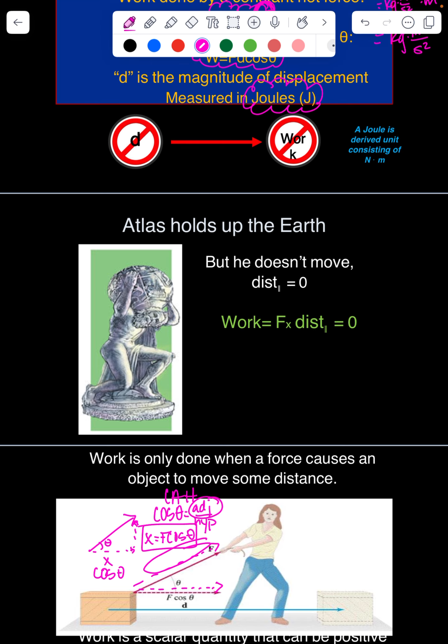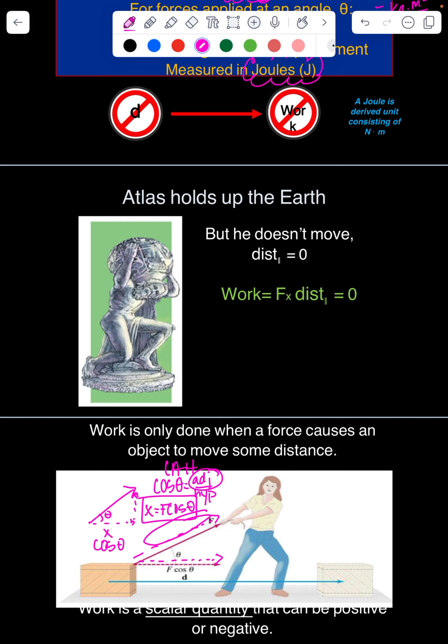All right. So this is a famous statue. It's Atlas holding up the earth. So he is holding up the earth. That is costing him a lot of energy. He's exerting a lot of force holding it up. But because the earth is not moving, Atlas is actually doing no work. Okay, so that's something to think about. So work is only done whenever a force causes an object to move some displacement.